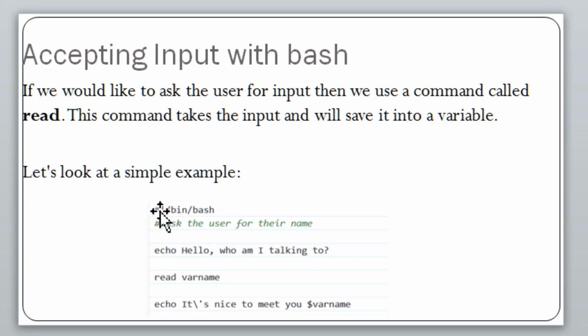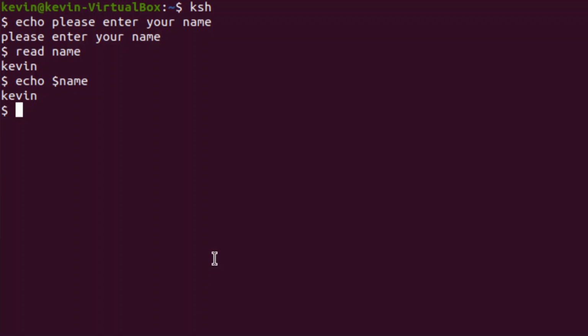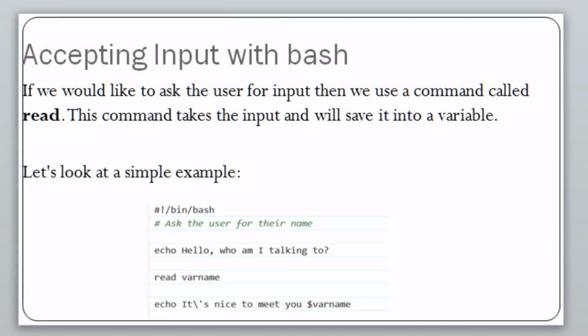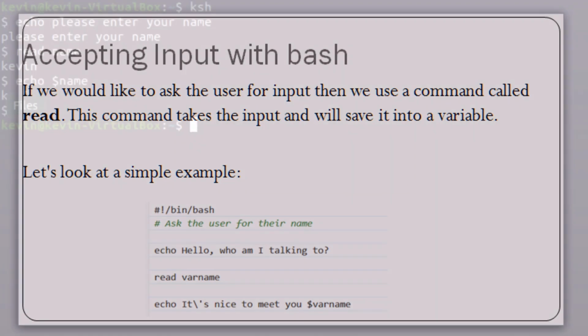So here we see it on bash. So let me actually exit out of Korn shell. So remember, you just hit exit. We'll go back to our PowerPoint. So if you would like to ask the user for input, then we use a command called read, just like Korn shell. And we see a little script down here. Echo, who am I talking to? Read var name. Echo, it's nice to meet you, var name. Okay. I have a very similar script on my machine.